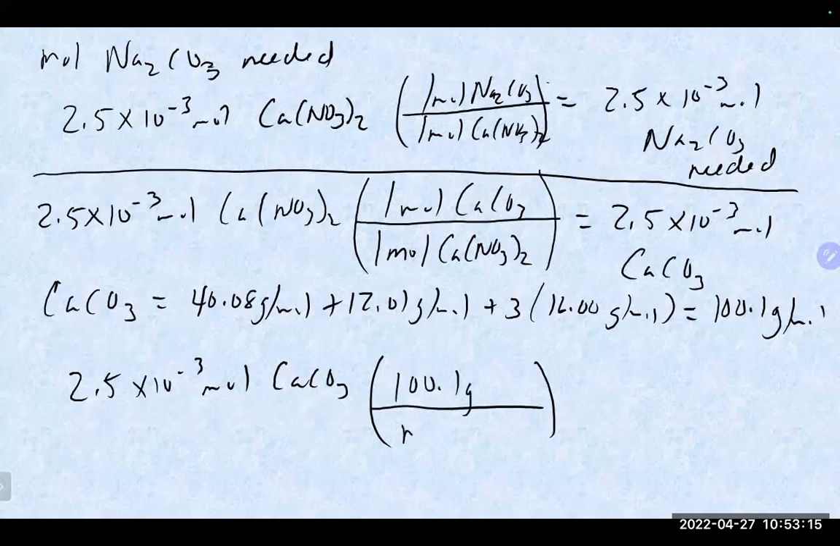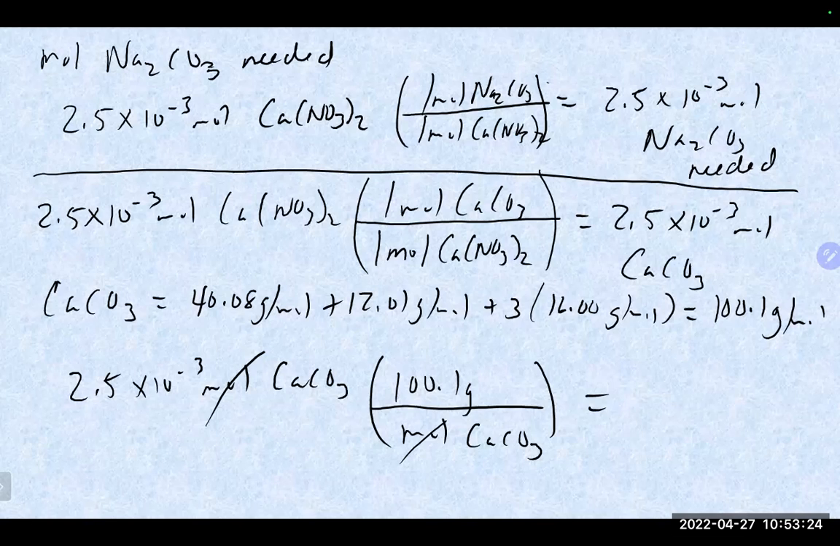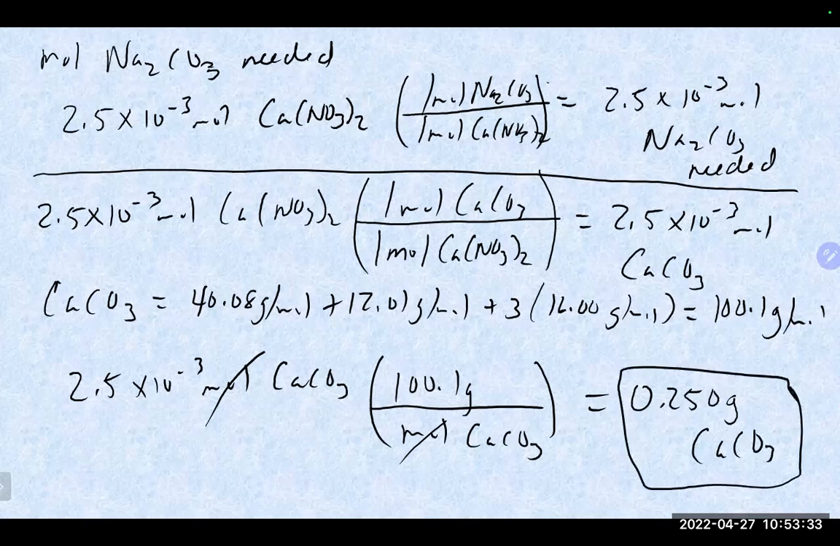100.1 grams go up on top, moles go on the bottom so that they cancel, giving us 0.25 grams of calcium carbonate that would be produced in this case, which again would be our theoretical yield in grams. So once again, really the same steps as a normal stoichiometry problem. Again, the difference is using that molarity at the beginning.